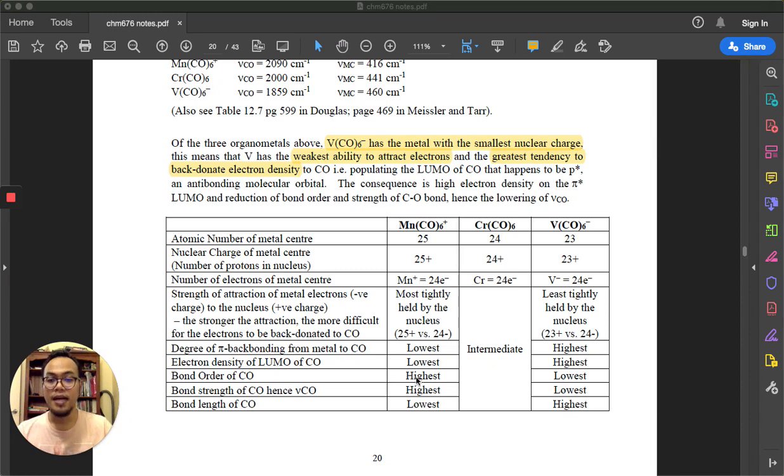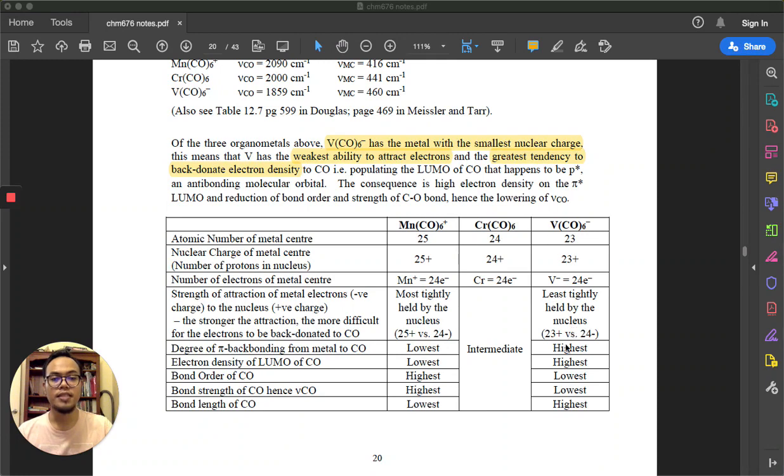It will be higher, and this will increase the strength of the bond of your carbonyl. Hence, the frequency of your carbonyl will be automatically higher, and the bond length will be shorter. So the shorter the bond length, the stronger it is, and this can be seen from the higher frequencies on the IR spectrum. The opposite thing happens for vanadium.